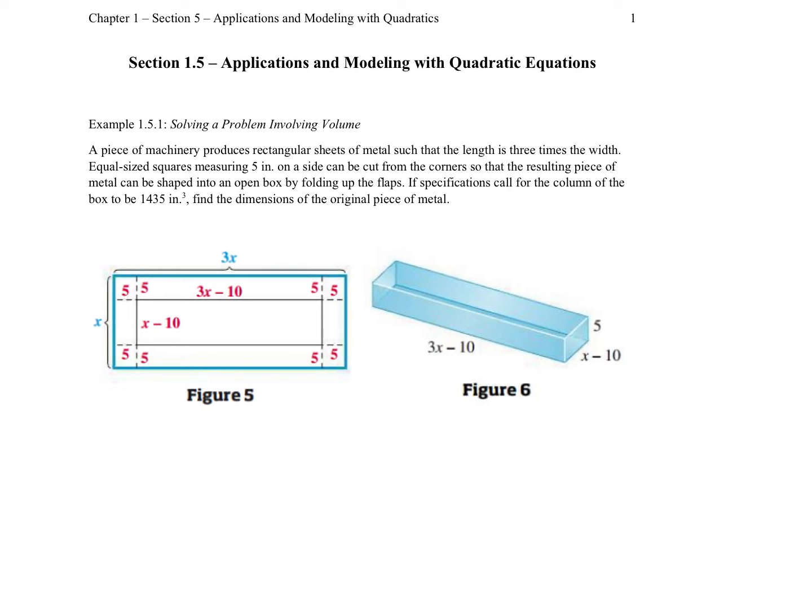So there's a piece of machinery that produces rectangular sheets of metal such that the length is 3 times the width. Equal size squares measuring 5 inches on one side can be cut from the corners, resulting in a metal sheet that can be shaped into a box. So this is the sheet that they make. They cut out these blue corners right here, and then it gets bent and made into this box.